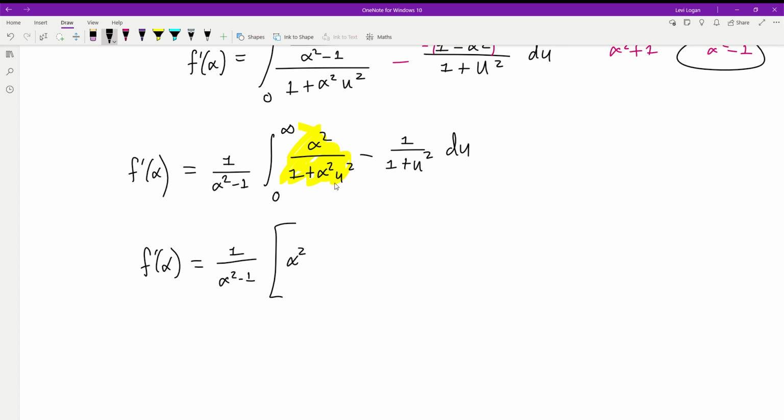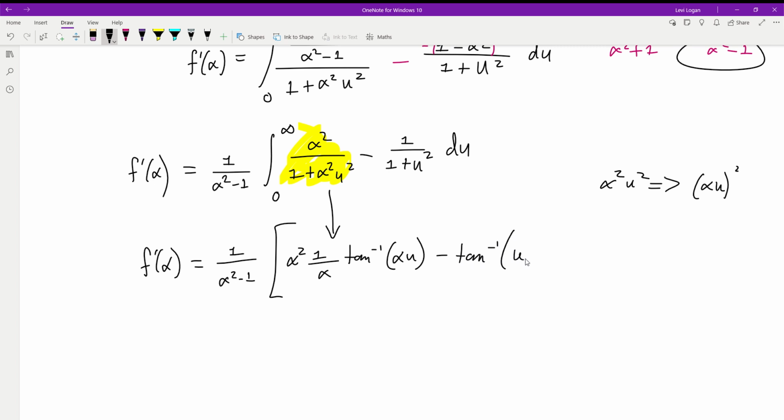Then we're going to have 1 over the differential of this inside bit. Alpha squared u squared is the same as alpha u all squared. The differential of that is alpha, so 1 over alpha, and then we're going to have tan inverse of just alpha u in this case. So that's that bit integrated. Now this bit here is just going to be minus tan inverse of u, because the differential will be 1 and it doesn't really change at all.